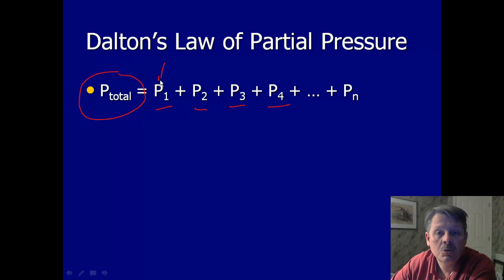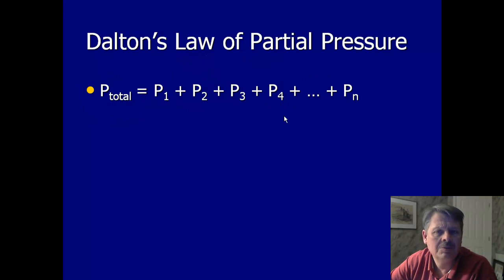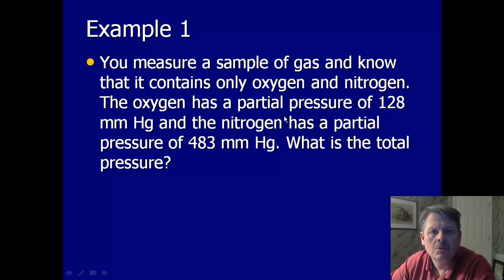So let's say this was the pressure of nitrogen, and this was the pressure of oxygen, and this is the pressure of hydrogen, and this is the pressure of carbon dioxide, etc. And you were trying to come up with how much pressure there was, and you said, well, I have this container, and it's made up of nitrogen, oxygen, hydrogen, carbon dioxide, etc. You can add up the pressure of each of the small pieces to come up with the pressure of the whole. So that should make sense. All right, so let's give an example.